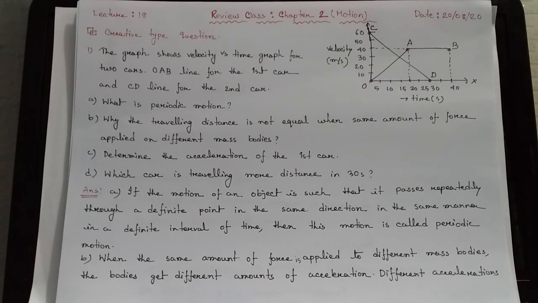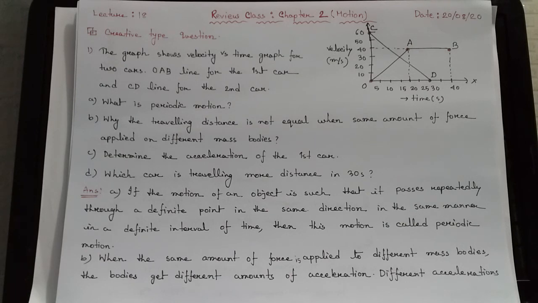So what are the questions related to this? First of all, number A, what is periodic motion? Number B, why is the traveling distance not equal when the same amount of force is applied on different mass bodies? Number C, determine the acceleration of the first car. And number D, which car is traveling more distance in 30 seconds? So these are our questions, and this is our stem, and now we will try to solve the questions.